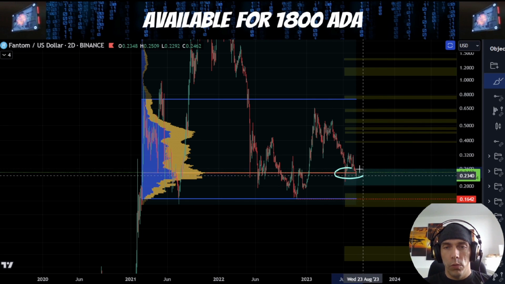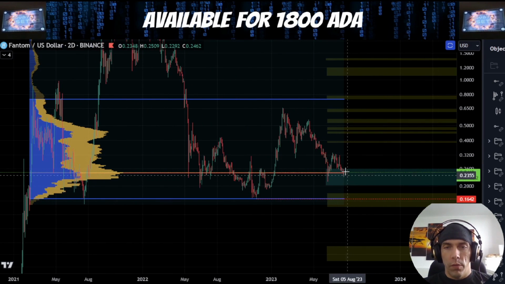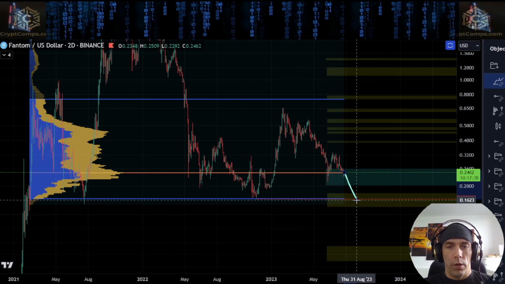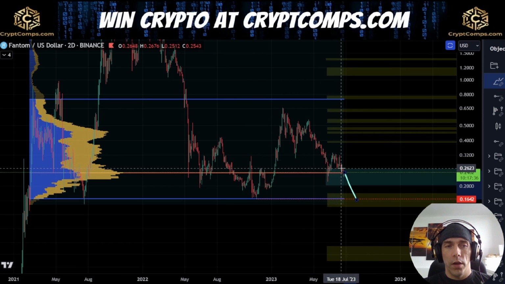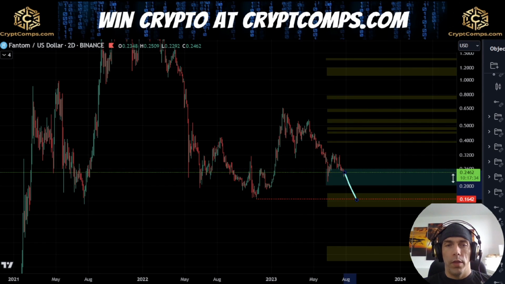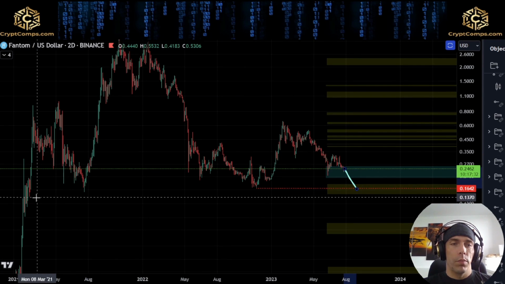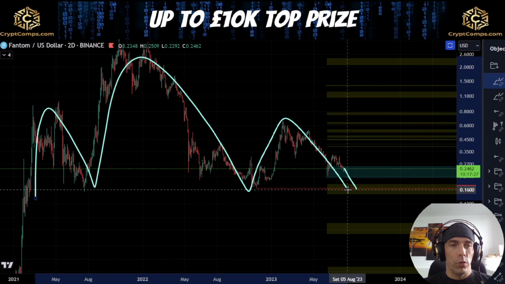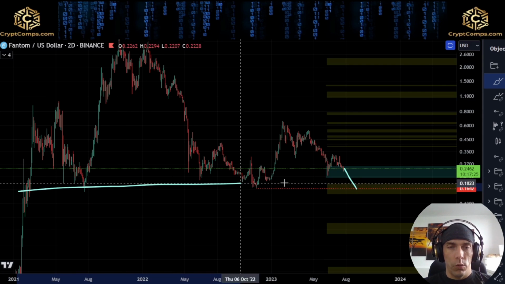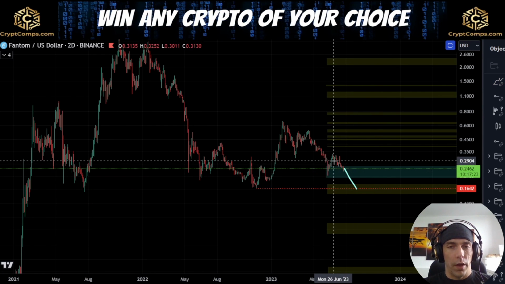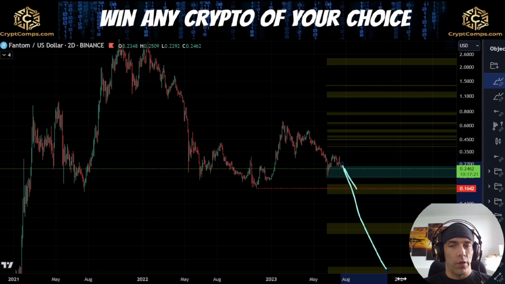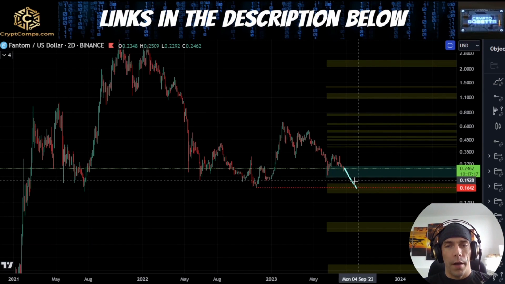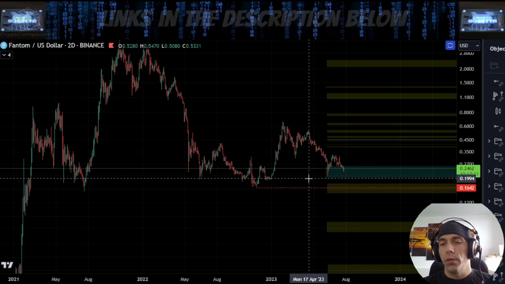Alternatively, if we start to lose this point of control, then we need to be very careful, because we could be gravitated towards this value area low, and if this zone fails to hold here, we also need to just be aware that, from a chart pattern potential, we do have this possibility of a head and shoulders forming here. So if we start to lose this level, it could actually indicate that we could see a bit of a sell-off here to the downside, quite a substantial one if we're going to use that as a target. But yeah, let's not get ahead of ourselves here.